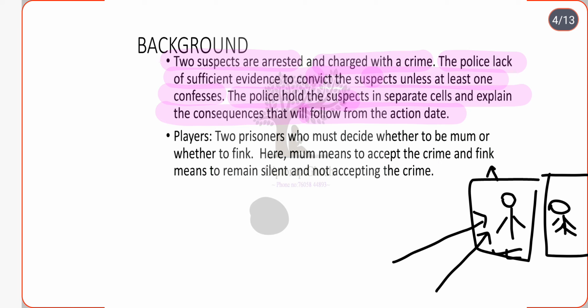The police give them two options: they can confess, or they can deny, or they can be silent. That means they don't know what happened. So these are the two options given to each prisoner, and the police tell them the consequences. What will happen if they decide to confess? What will happen if they decide to be silent? The police tell them the results that will happen if they choose to confess, or if they choose to remain silent.